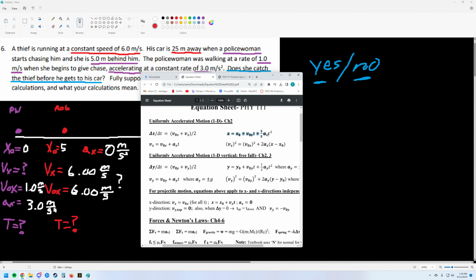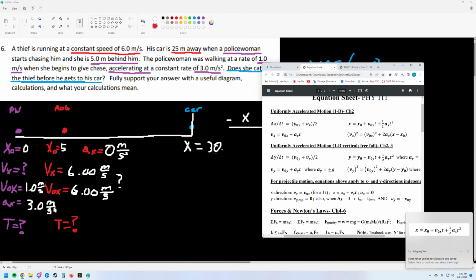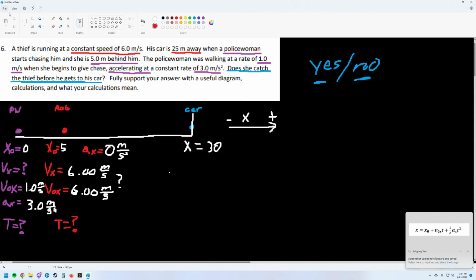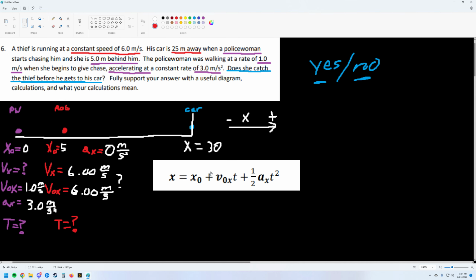I think we're going to use this one. Because we know his final position, we know his initial position, we know his initial velocity. We're trying to find time, so that's a big fat unknown. And then 1/2 0 acceleration times time squared just wouldn't be a thing, right? So let's use that one.